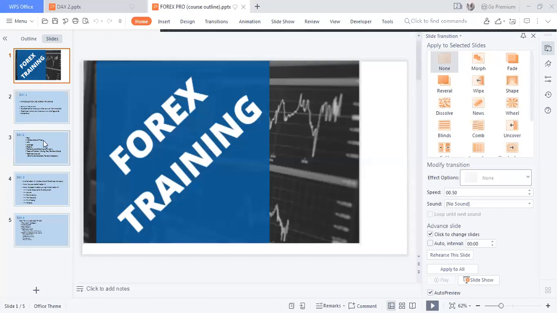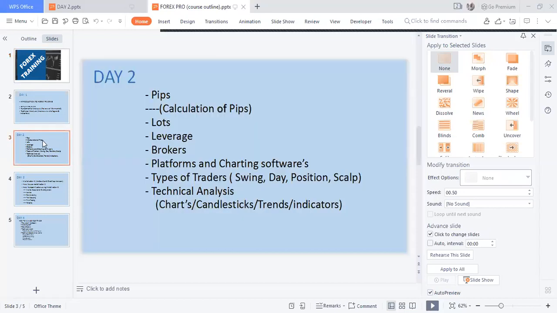So now, what do you think we are having for today? For today, I'll be looking at pips, lots, leverage, brokers, platforms and charting software, types of traders: swing, day, position, scalp. I'll be looking at all of these for today. And technical analysis, we'll talk about charts, candlestick trends, indicators. Let's start.